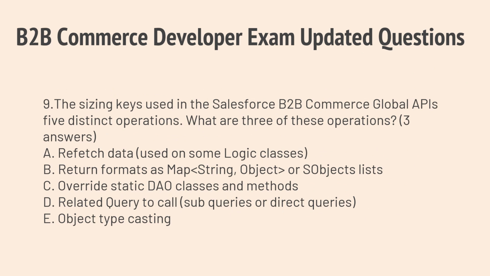9. The sizing keys used in the Salesforce B2B Commerce Global API's 5 distinct operations. What are 3 of these operations? 3 answers. A. Refetch data, used on some logic classes. B. Return formats as map or SObjects lists.